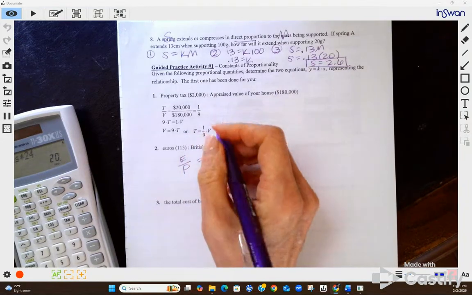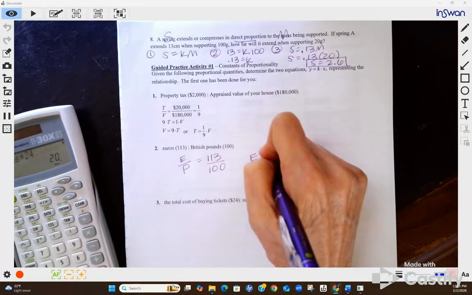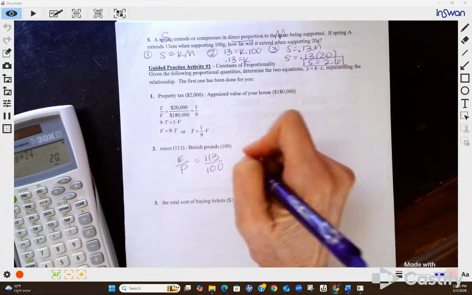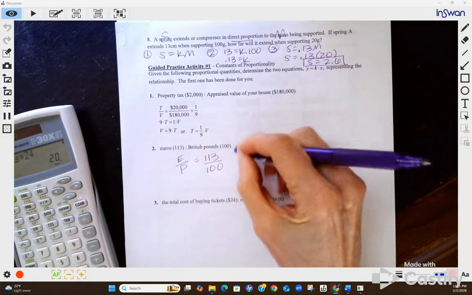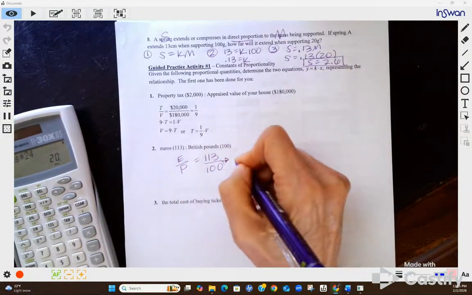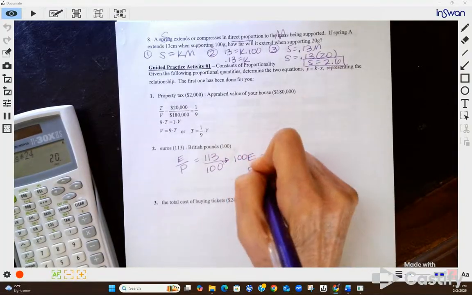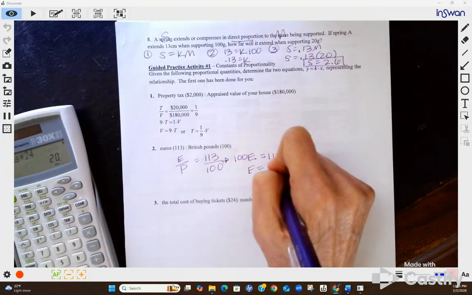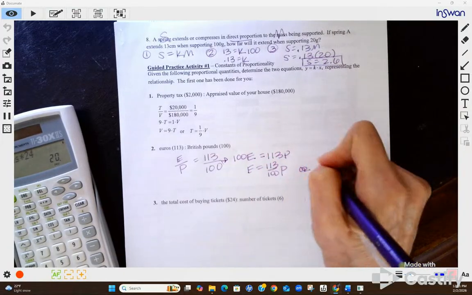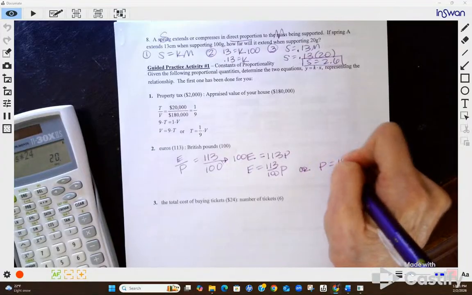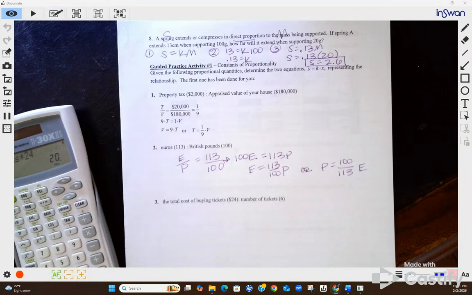So you could either do E equals, let's see, 100 E. I'm doing, now that's my proportion, and then I'm going to cross multiply. So 100 E equals 113 P. So euros equals 113 over 100 P. Or you can do it backwards and do P equals 100 over 113 E. So where everything's just reversed.